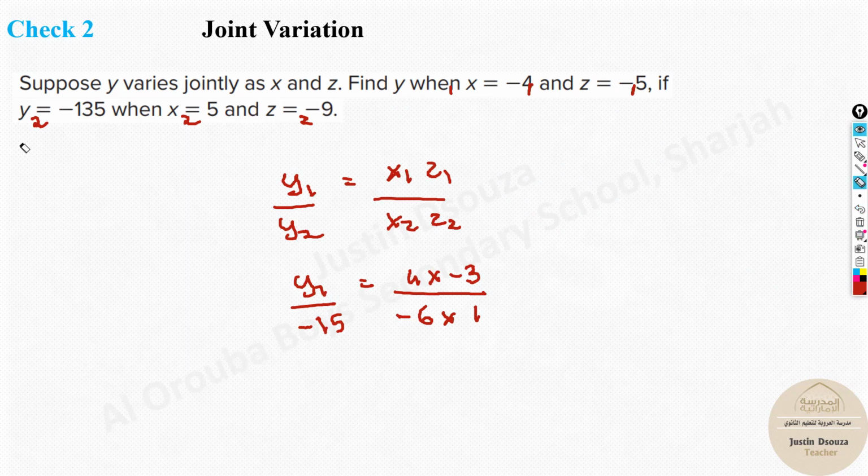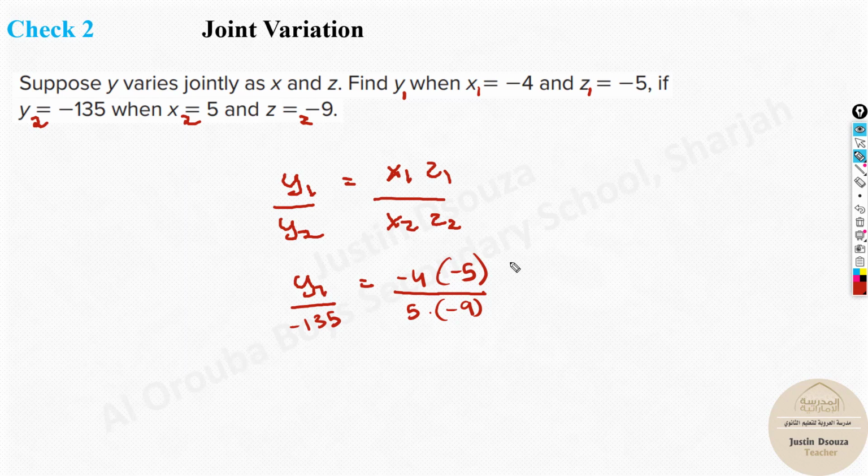These are fine. Let me rub these. And this formula will remain same, and only the values change over here. So the values here would be, so this is y1, z1, okay? And over here we have x1 is minus 4 times minus 5 divided by y2 is minus 135 divided by x2 is 5 multiplied with negative 9.